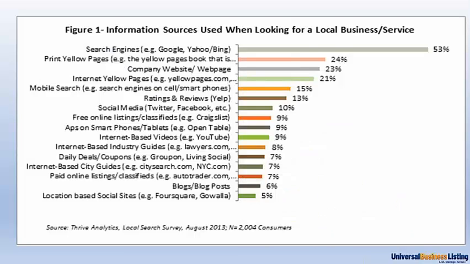And I'm putting up here a recent chart from Thrive Analytics indicating the information sources used when looking for a business or service. And you can see how broad the number of places where consumers are looking is. And one of the interesting things on this is the second line, which is that print yellow pages still hold 24%. And that may be declining, but it's still an important factor when we look at the data sources. And we'll talk about that a little later on. And of course, growing on this is the social media services.